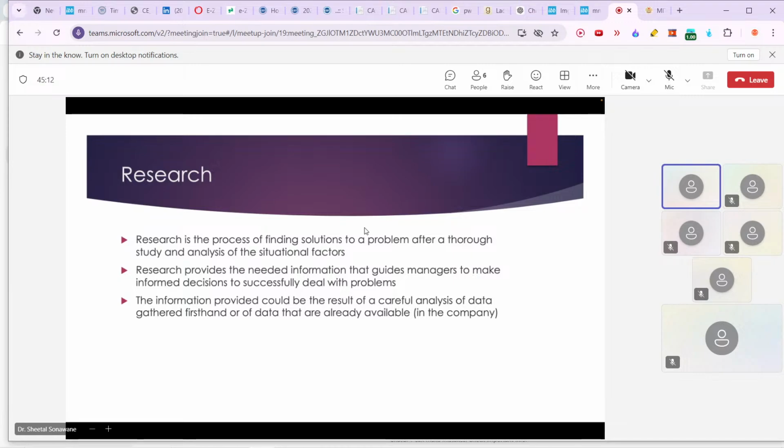If in a company the data is already available and you're making a decision based on this type of data, this is also known as research, right? So in simple terms, we are trying to get the solution of a problem. To get to the solution of a problem, we need to apply these steps. We cannot ignore any step of the research process. Every step has equal weightage. So that's why the process is very important.